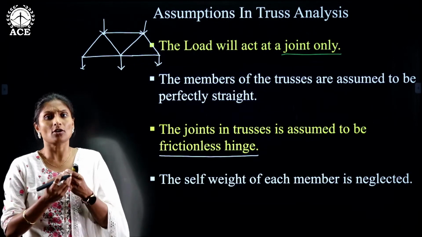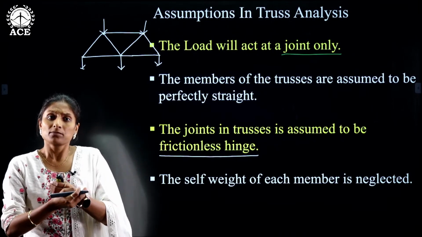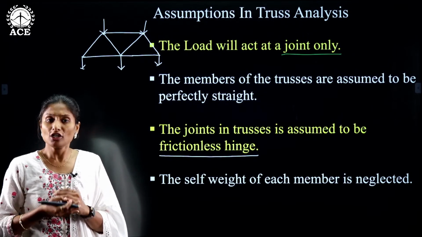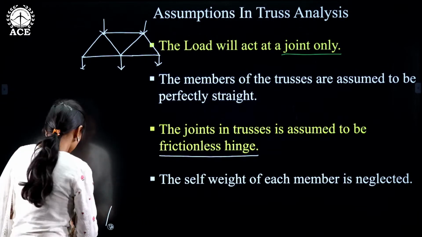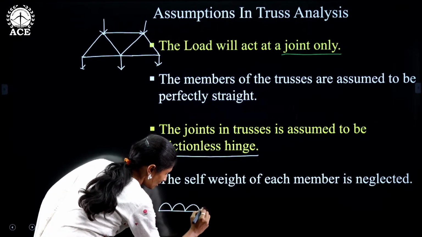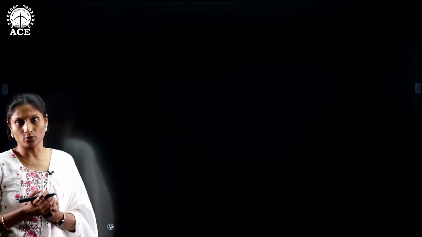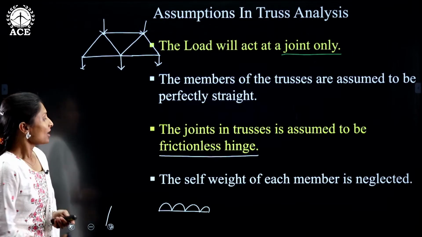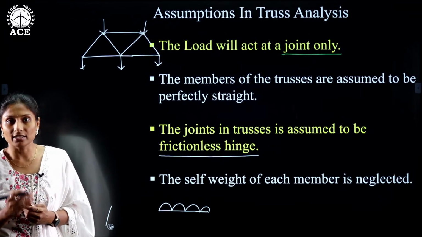So that self-weight of the material will be subjected throughout the member, throughout its cross section. If this is the case, what will happen? You all know that when a member is loaded with uniformly distributed load, it may undergo shear force and bending moment. Hence, that is the reason why we consider self-weight of the member to be neglected.